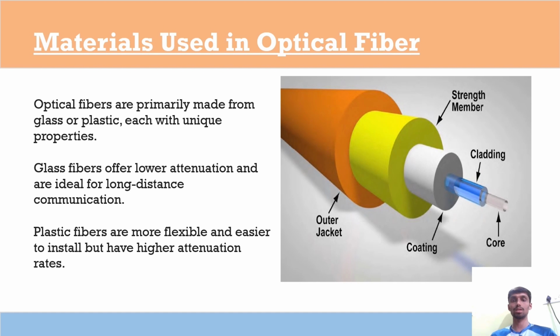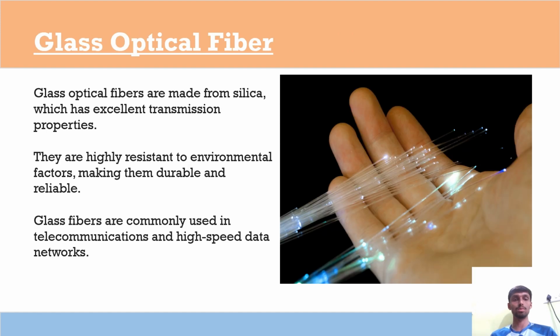At the center is the core, and after the core is the cladding layer, the coating layer, the strength member, and the outer jacket. These are the layers of the optical fibers, and these are the material types used.